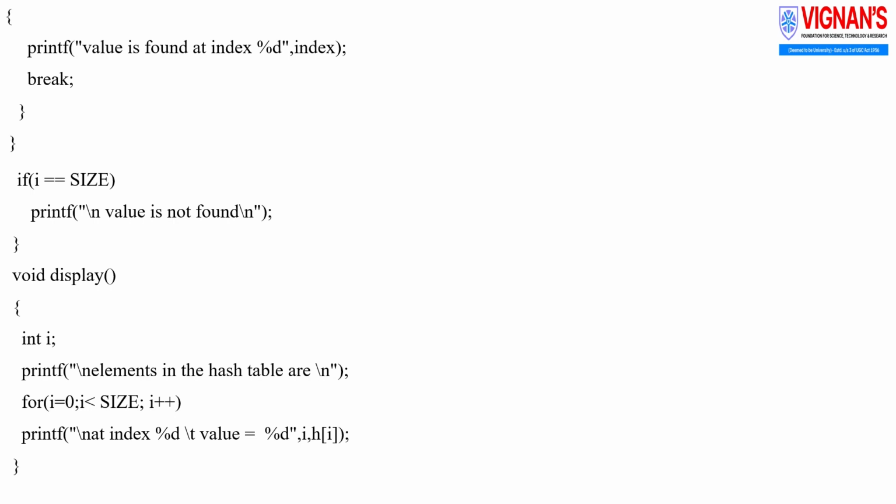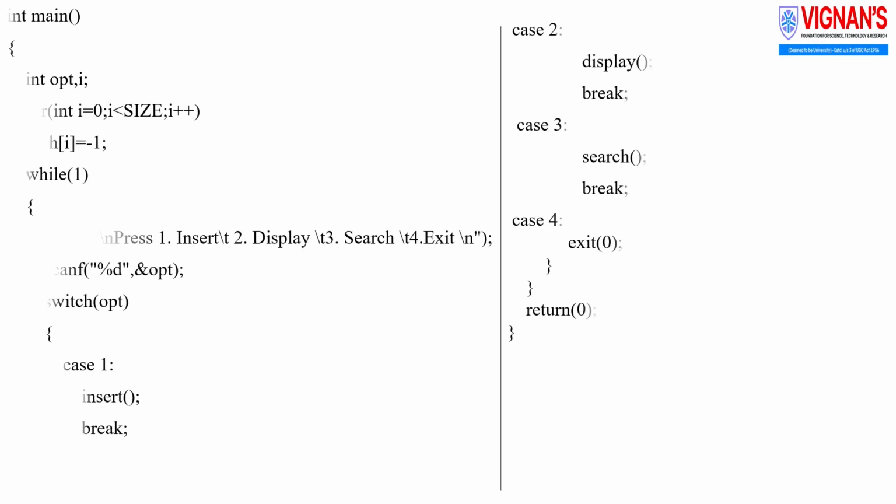Display operation. The display operation prints all elements stored in the hash table. It shows each index along with its corresponding value, helping the user understand how data is arranged after applying linear probing. The main function starts by initializing all the positions of the hash table with -1, which indicates empty slots.